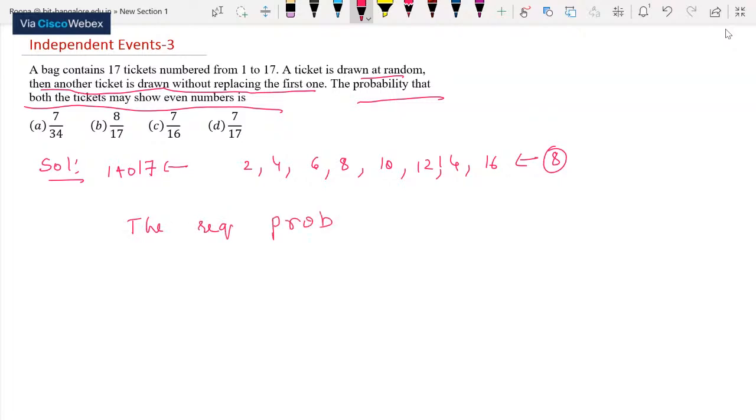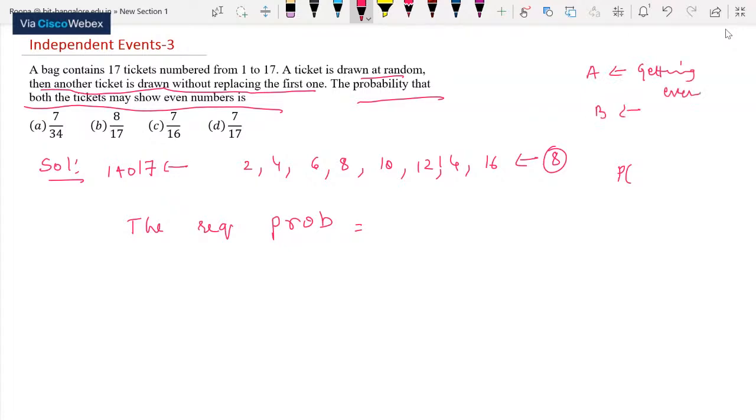we are selecting the first ticket, without replacing it, and then selecting the second ticket. See, first I have to know the probability of getting an even number. Suppose A is getting an even number, and B is getting an odd number.